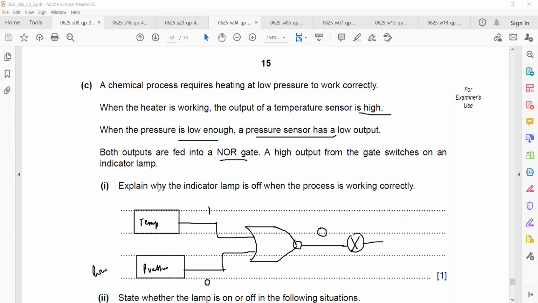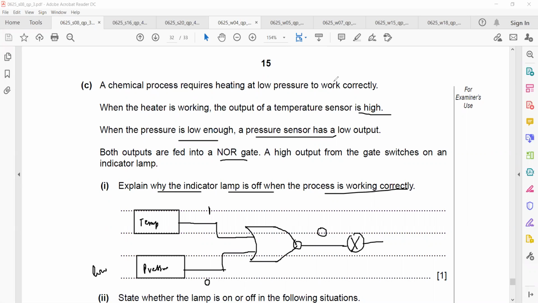So the question is why the indicator lamp is off when the process is working correctly. The process is working correctly, like the heater is switched on when the temperature is high and the pressure sensor is reading a low pressure. The process is working, but the indicator lamp is off. Well, why is the indicator lamp off? Because one of the inputs is high.